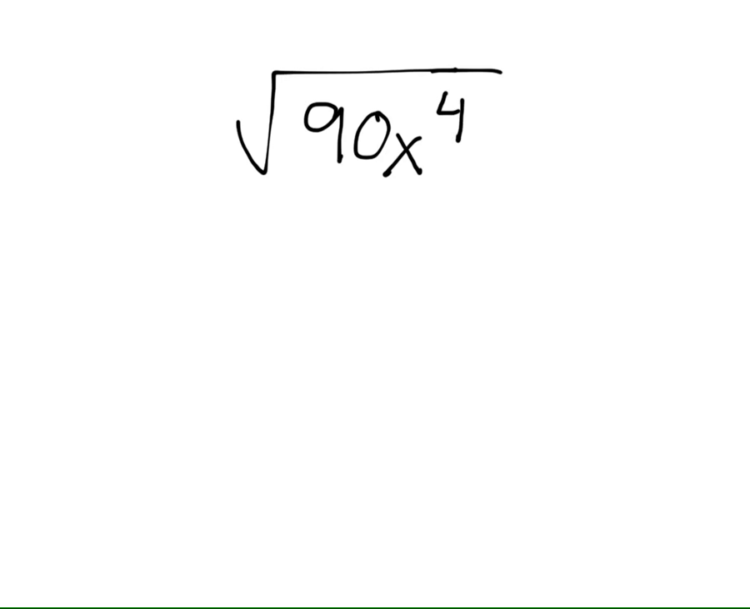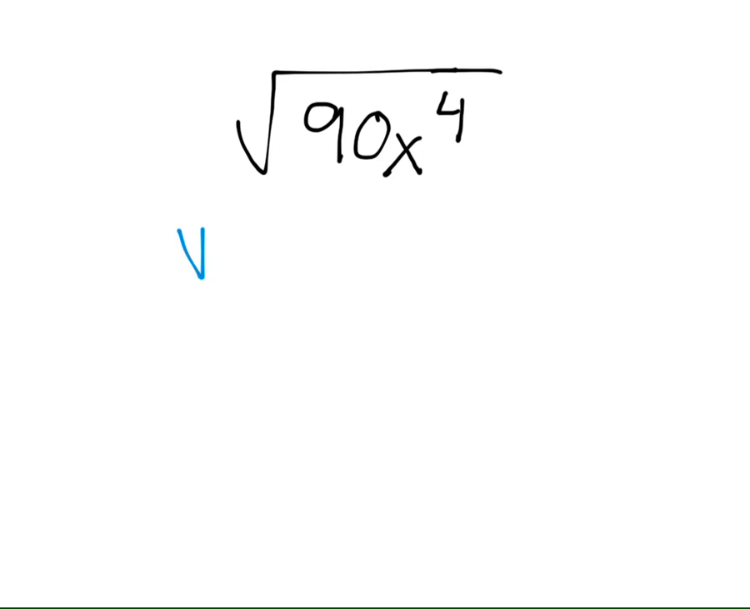So here, let's simplify square root of 90x to the 4th. Okay. So I want to know, are there 2 like terms that are the same that you can multiply to get 90x to the 4th? Well, 30, that's a good thought, 30x squared, because 30x squared times 30x squared would be 900x to the 4th, though, right? But that's what we're looking for, right?